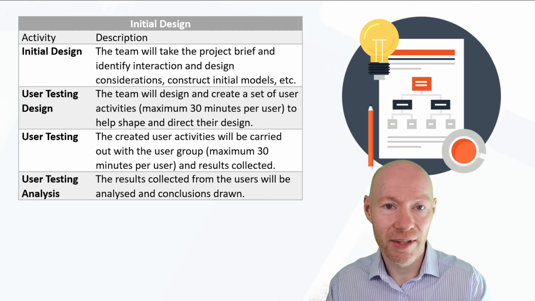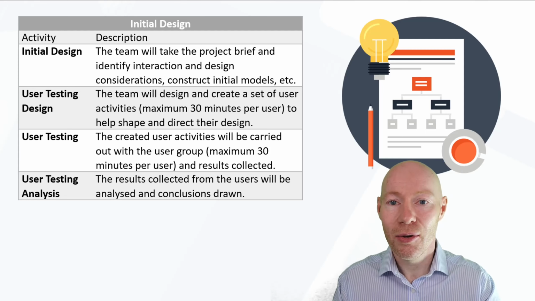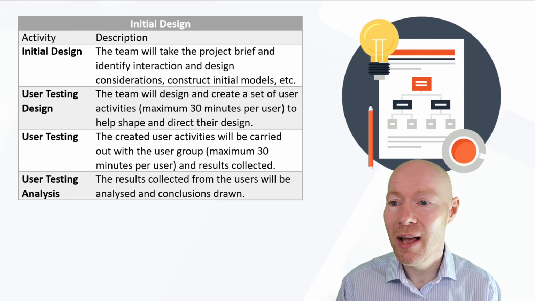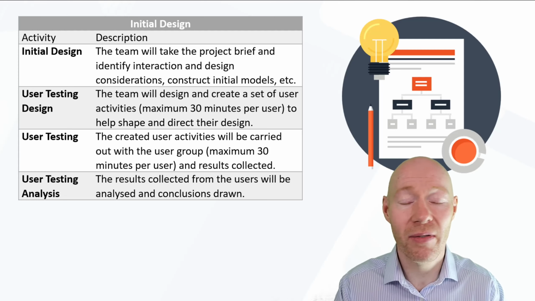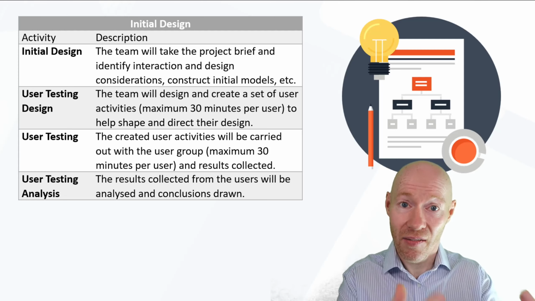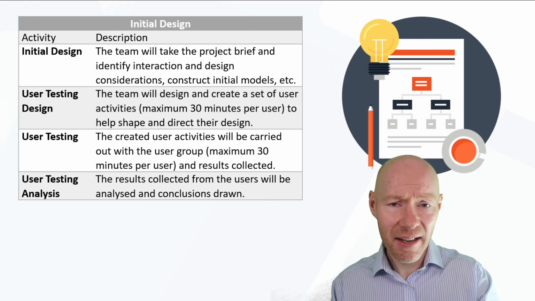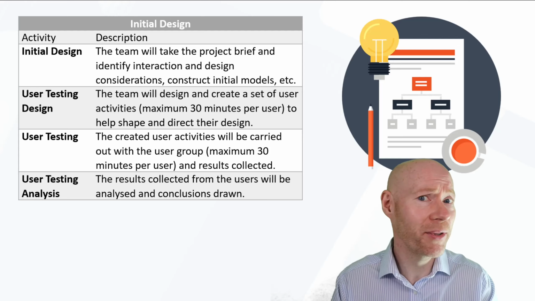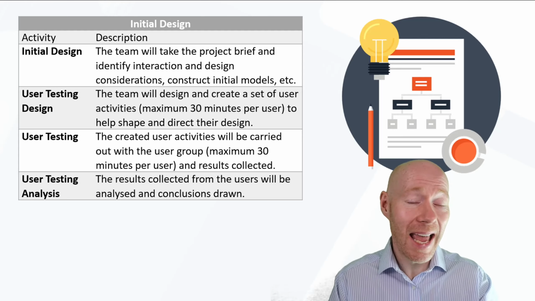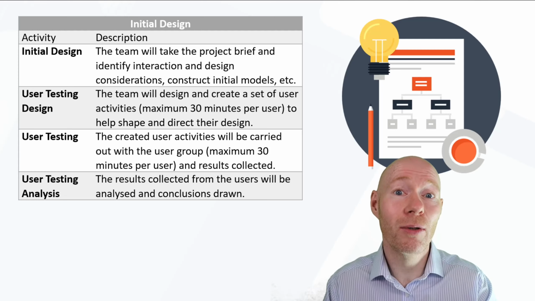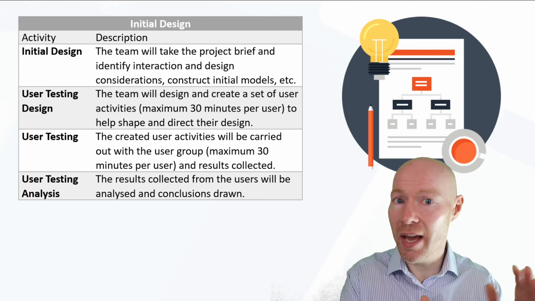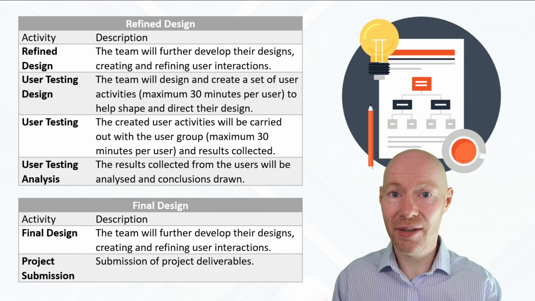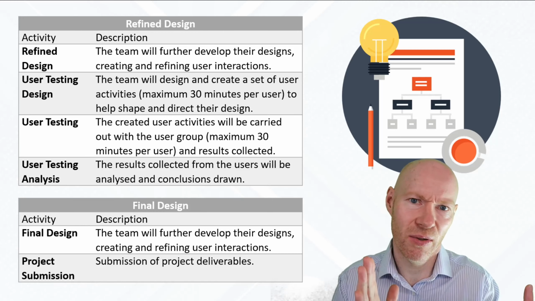After you've done your initial design and designed your user activities, you'll then actually go and do the user testing. You'll go to your group of 10-ish users and get them to carry out whatever activities you have done, collecting feedback and then analyzing that feedback. Whenever you get feedback from the users, you want to analyze it to say, well, what does this mean? What have we learned from it? What insights has it provided? How are we going to improve and build upon the design that we currently have? And that then leads into the second iteration, which is the refined design, unsurprisingly.